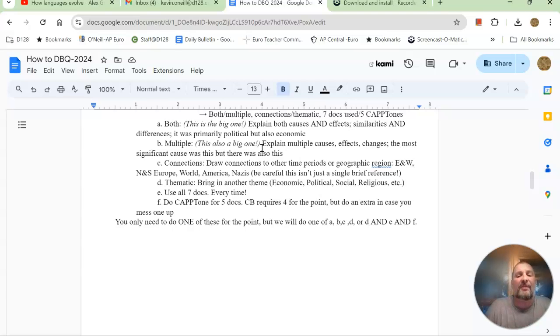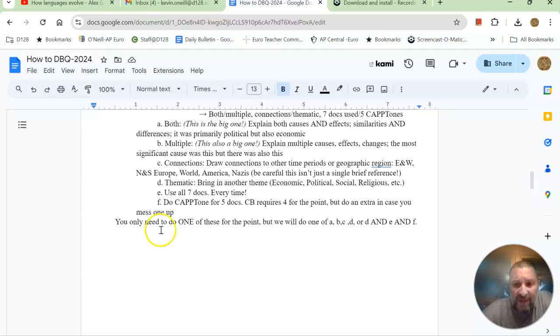And that has to come from our thesis. That has to come from the way we organize the docs. That comes from everything. The next two are draw connections to other time periods. So this is connections. If the question is saying, describe the economic transformation of Western Europe from this year to this year, you say, okay, here's what happened in Western Europe. And then you're going to bring in other places as well.